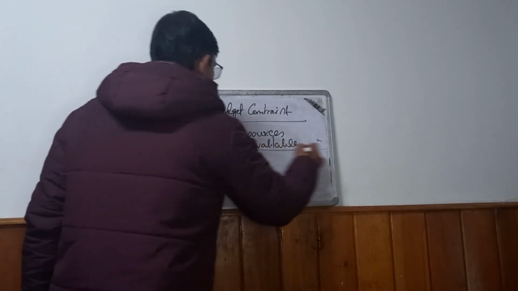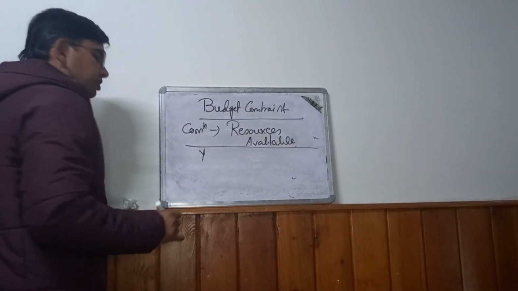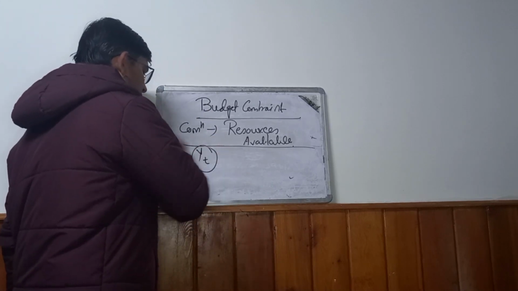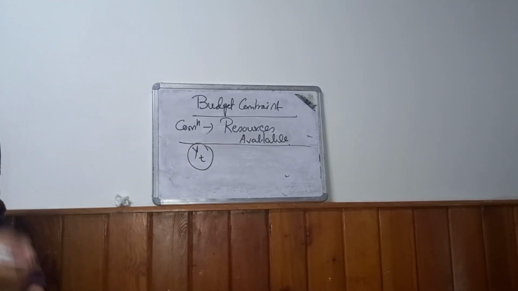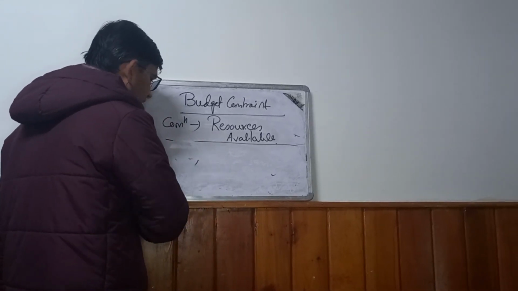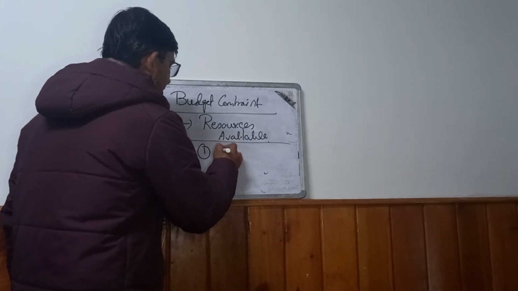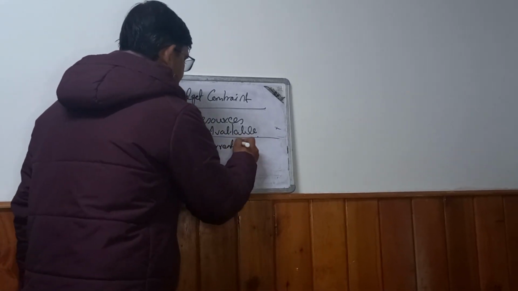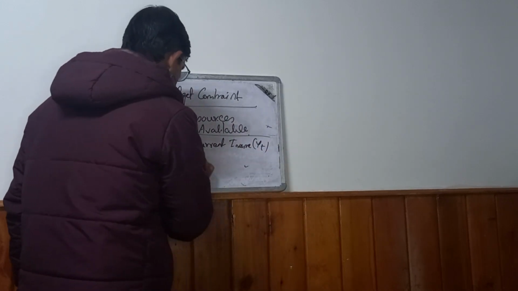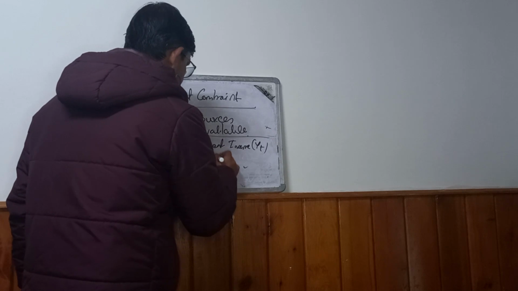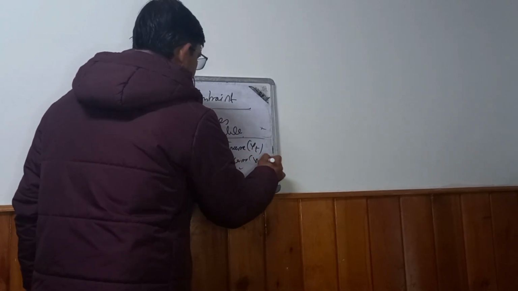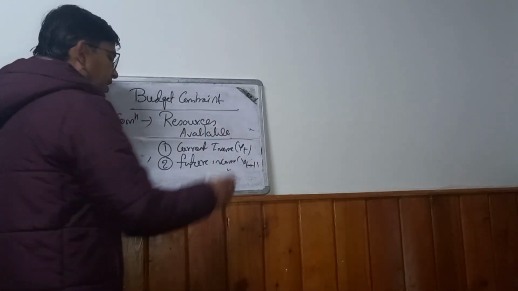So what are the resources? Definitely, if we consider the current period, these resources are our current income plus our future income. So we can say that our resource mainly depends upon two things. Number one is current income, that is Yt, and our future income, that is Yt+1. Why am I writing Yt and Yt+1?